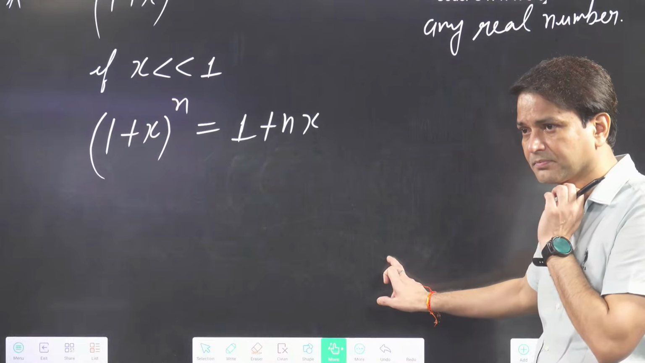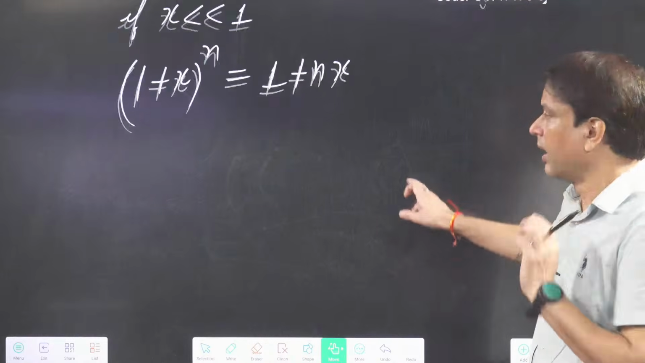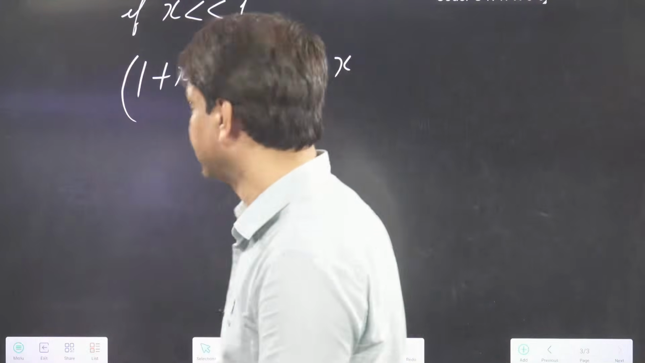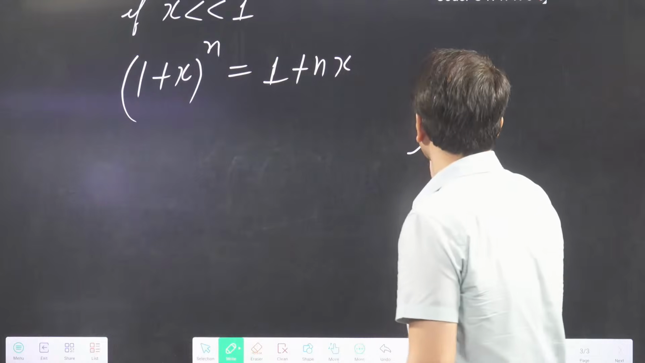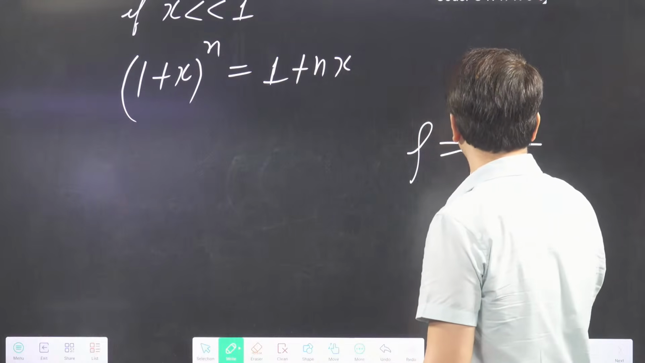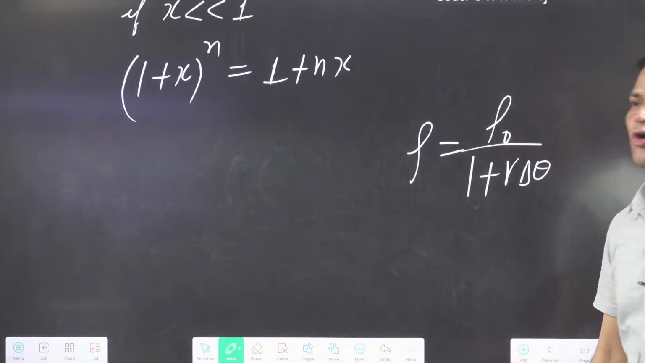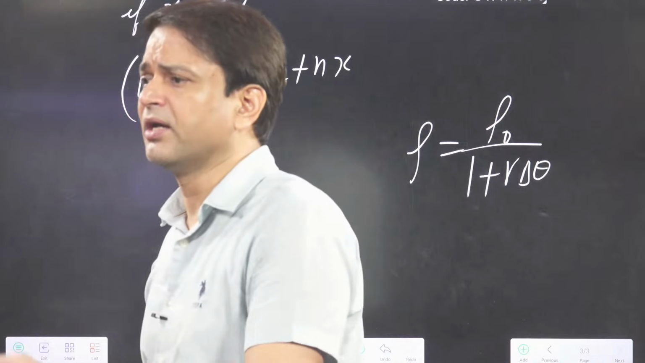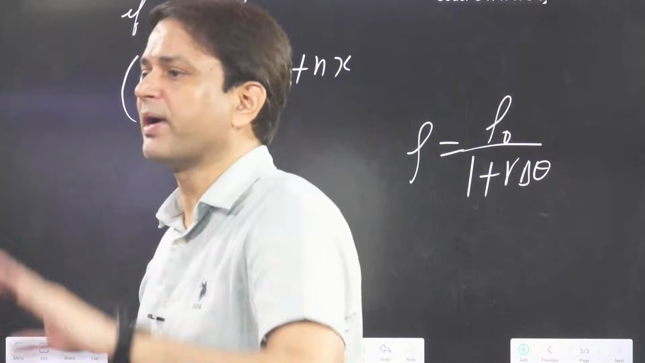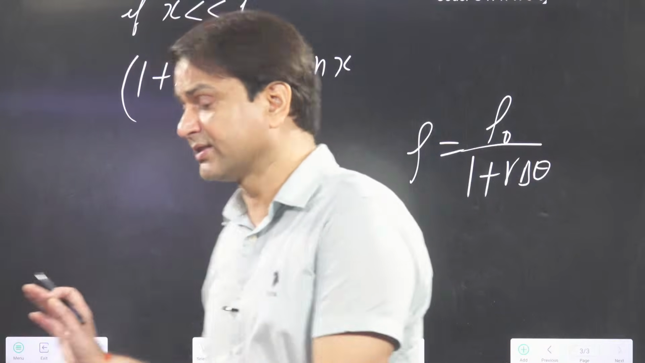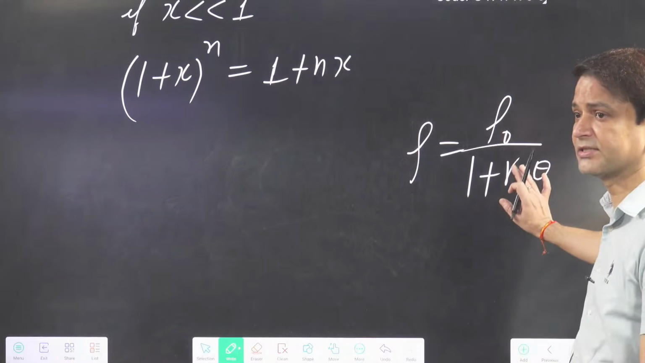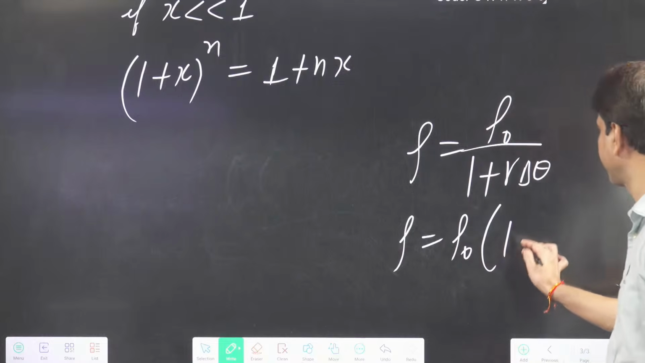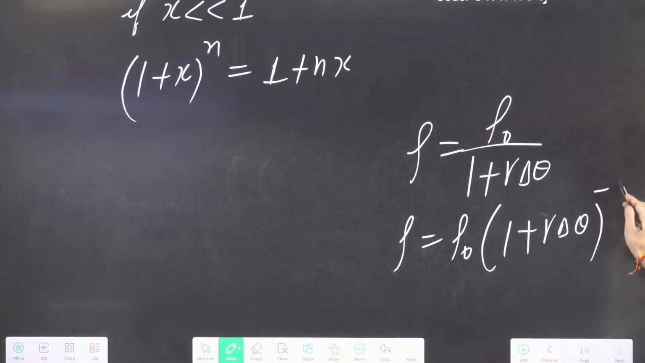Like in thermal expansion, current electricity, this type of relation we may have learned. Suppose density is rho naught upon 1 plus gamma delta theta. Gamma is the coefficient of volume expansion, for a liquid suppose. The order of gamma is 10 to the power minus 5, so gamma is very small. Suppose delta theta I am taking 100 degree. So rho I can write as rho naught into 1 plus gamma delta theta whole to the power minus 1.